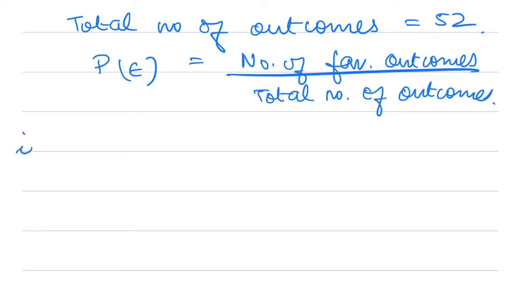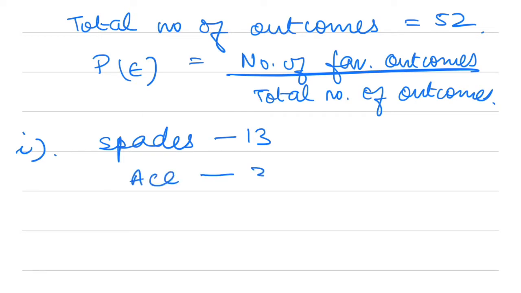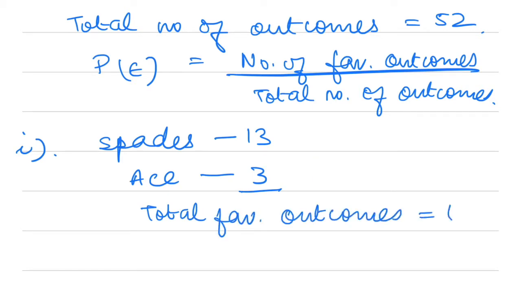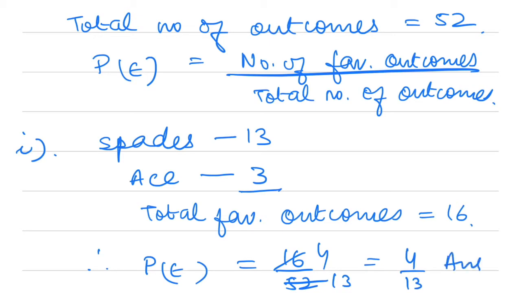Okay, now we'll go to each part. There are 4 parts. First part, a card of a spade or an ace. So we know there are 13 spades and rest 3 aces, right? So there are 4 aces, but one we have already counted as spade. So there are 16 cards, right? So total favorable outcomes are 16. And therefore, probability of this event will be equal to 16 by 52. So 4 times and 13. So 4 by 13 is the answer.